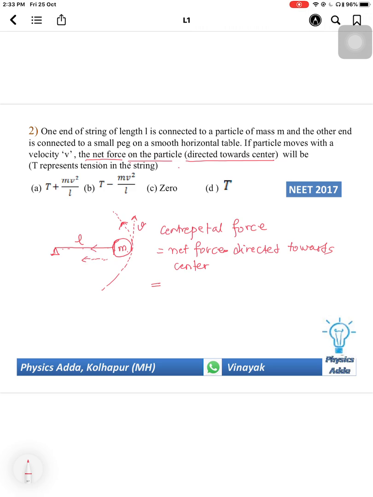So this will be what? Force acting in this direction, T, minus 0. Is there any force in this direction? No. External force in this direction? No. Right? So this will be T. So the answer is T. T is tension due to tension in the string. T represents tension in the string. Okay. So option number D is the right answer for question number 2.